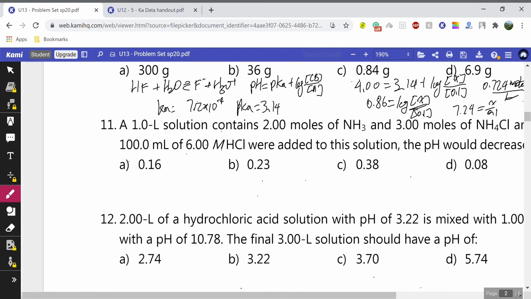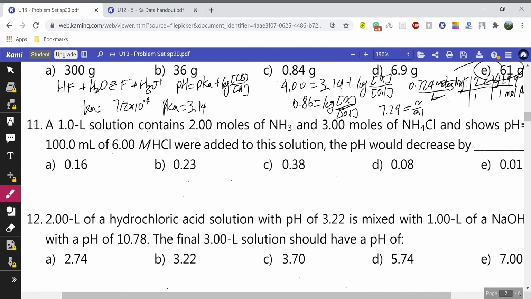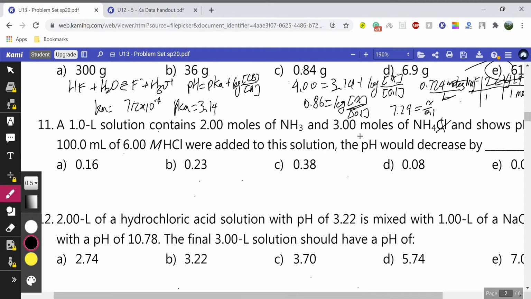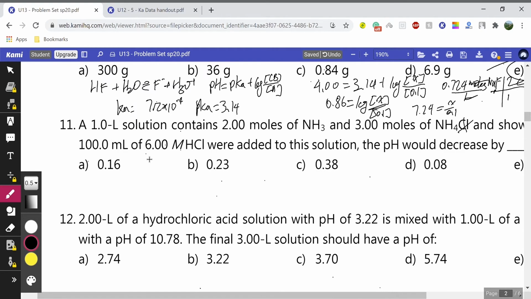Okay, a 1.0 liter solution contains 2 moles of NH3 and 3 moles of NH4Cl. Cl will be removed because it is a spectator ion, so let's remove this. And it shows a pH equal to 9.07. If 100 milliliters of 6.0 molar HCl were added to this solution, the pH would decrease by what?